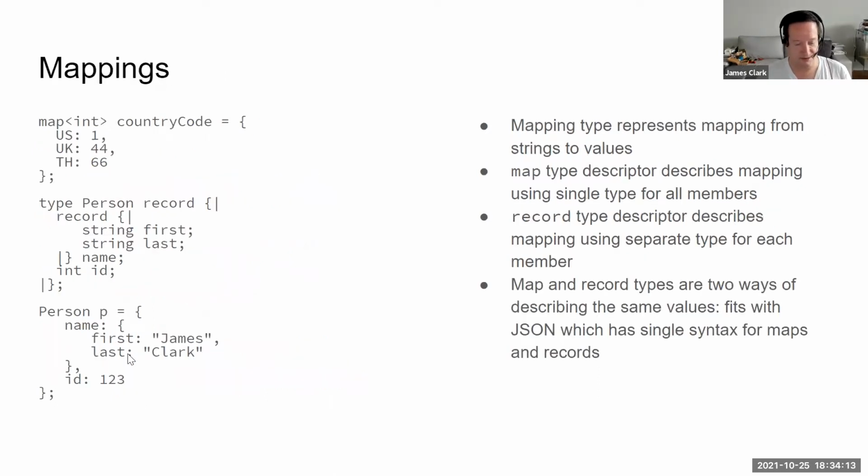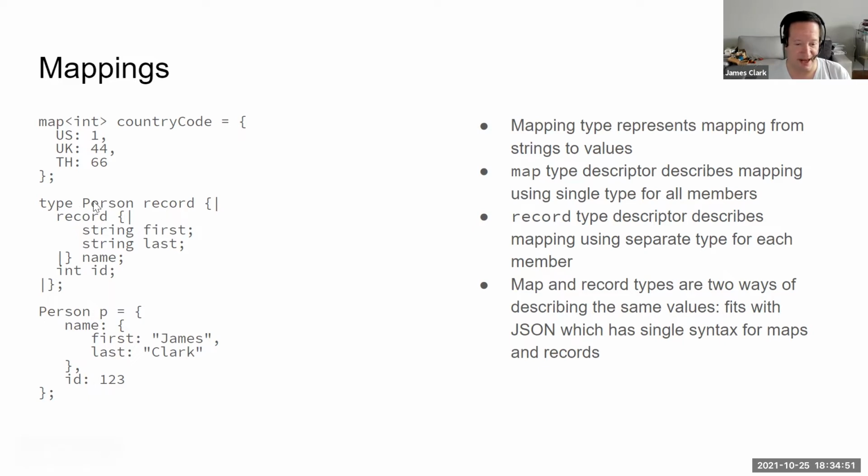So we've got two fundamental kinds of structure. We've got lists and we've also got mappings. We use the word mapping because just as we have lists, we have 2 ways of describing them, arrays and tuples. So with mappings, we have 2 ways of describing them. We have a map where you are giving one type for every member. Or you can have a record where you give a separate type for each member.